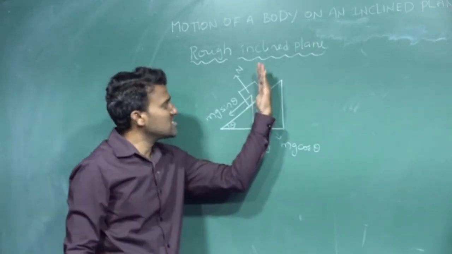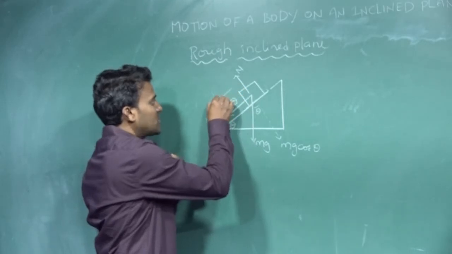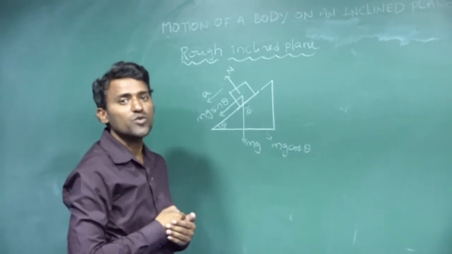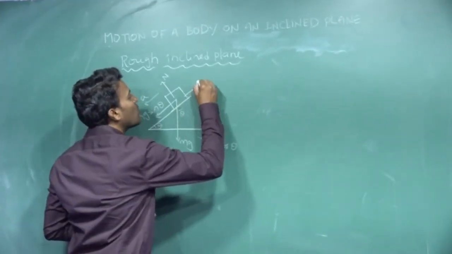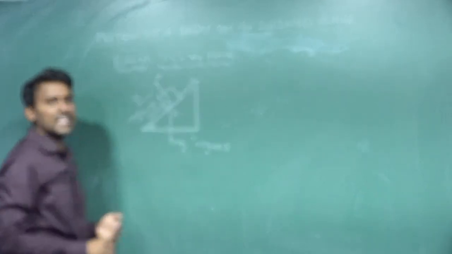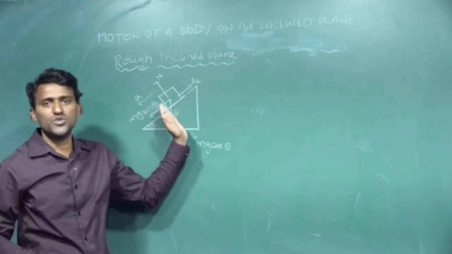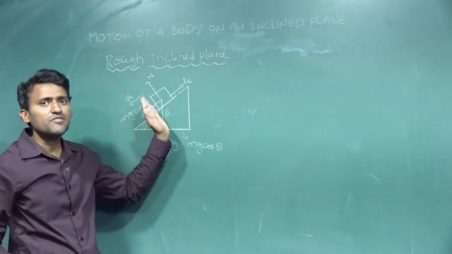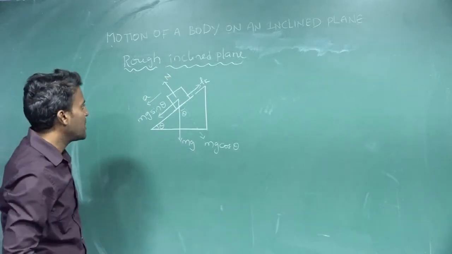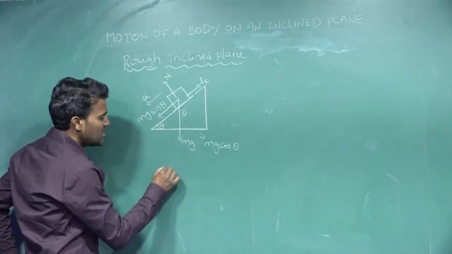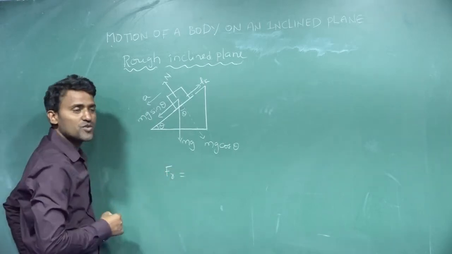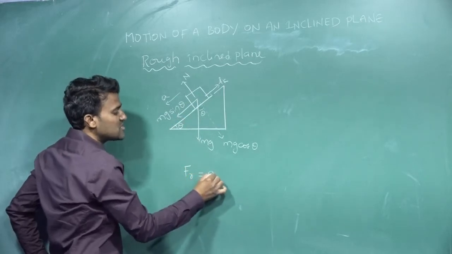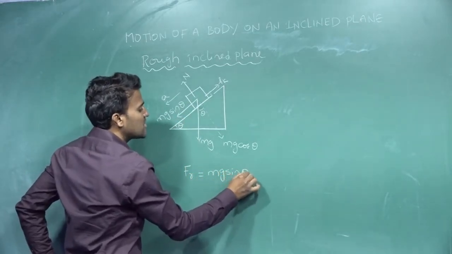When the object is sliding downward, what about frictional force? Frictional force opposes the motion of the body. Kinetic frictional force is acting upward. So here mg sin theta is acting downward, and kinetic frictional force is acting upward. Now we have to write the resultant force as downward force minus upward force. Here downward force is mg sin theta, and upward force is F.